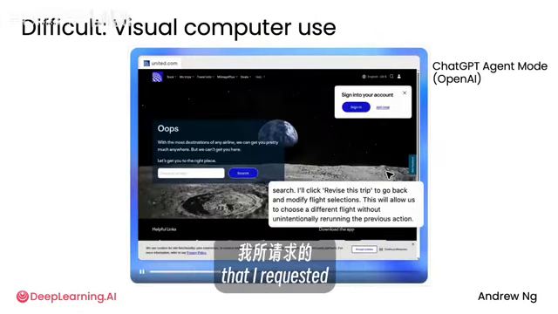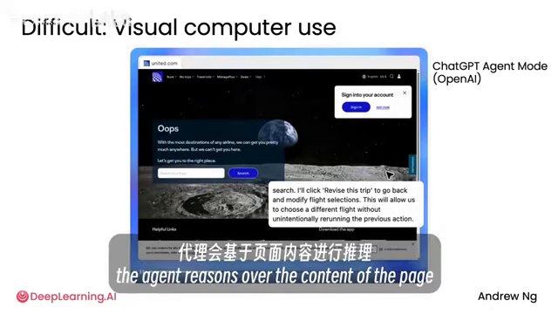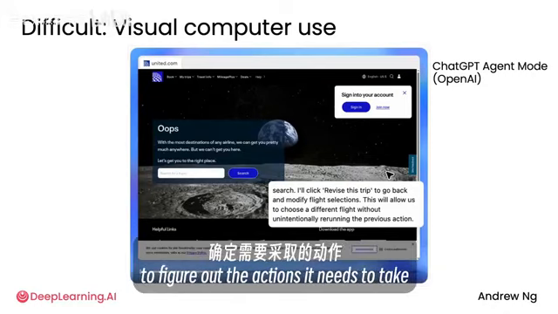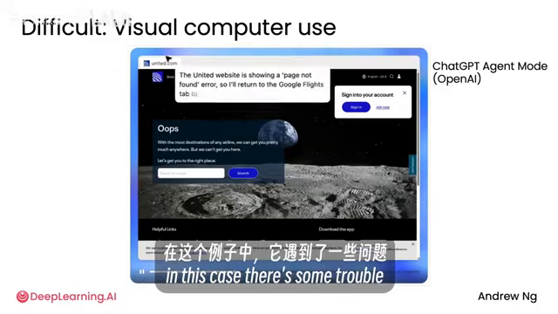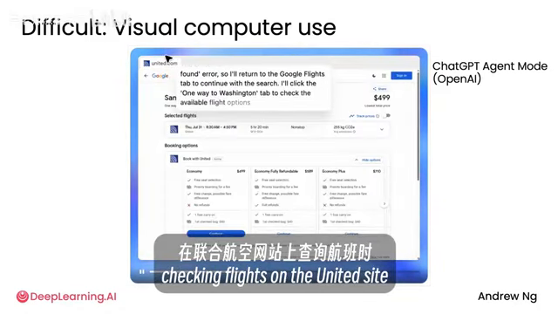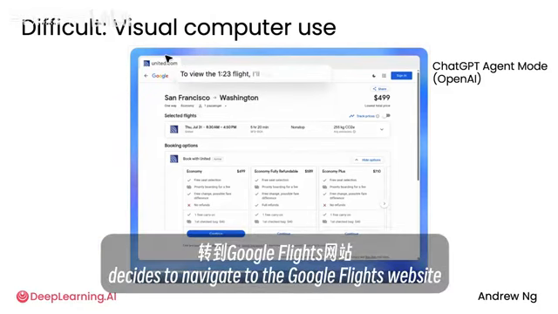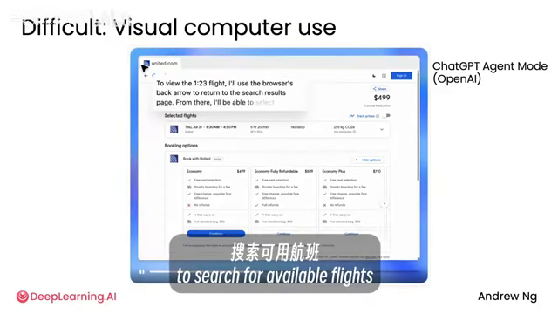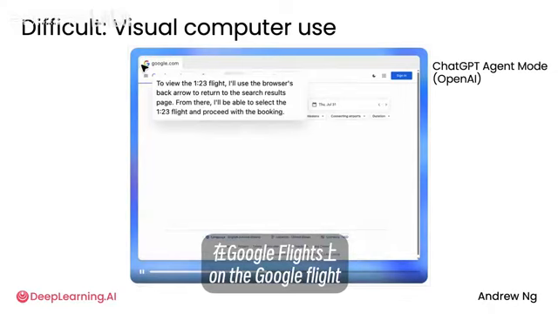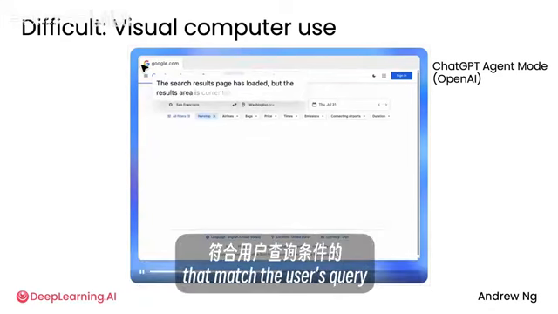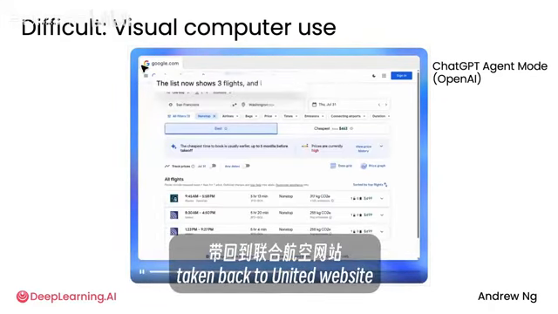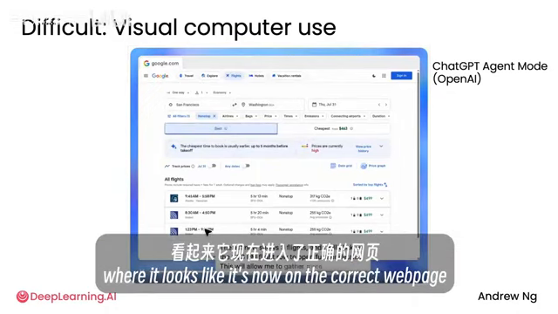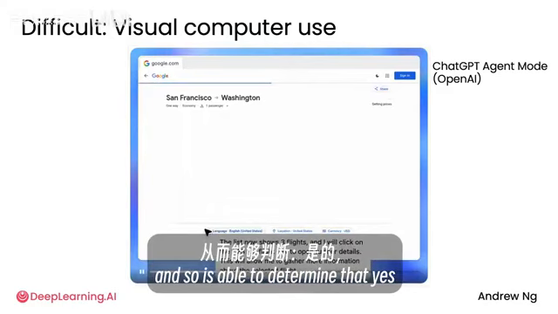As it works, the agent reasons over the content of the page to figure out the actions it needs to take to complete the task and what it should do next. In this case, there's some trouble checking flights on the United site, and instead decides to navigate to the Google Flights website to search for available flights. On the Google Flights site, you see here it finds several flight options that match the user's query, and the agent then picks one and is taken back to the United website, where it looks like it's now on the correct web page, and so is able to determine that, yes, there are seats available on the flights that I asked about.